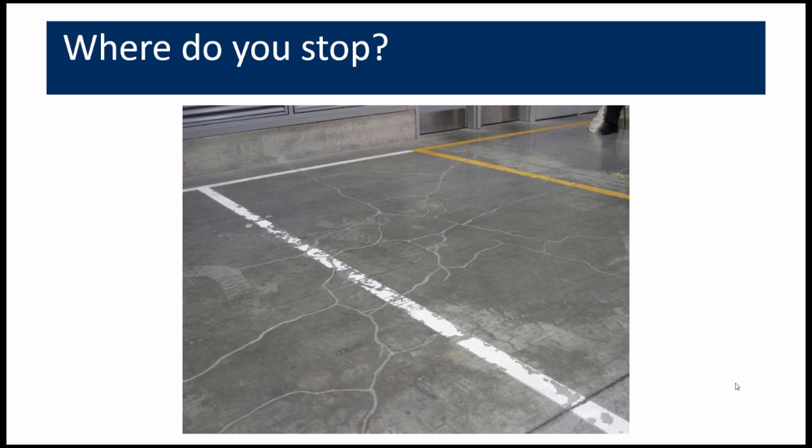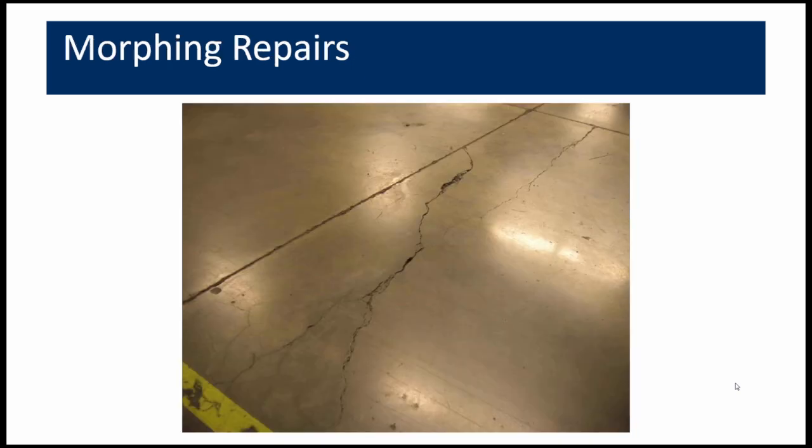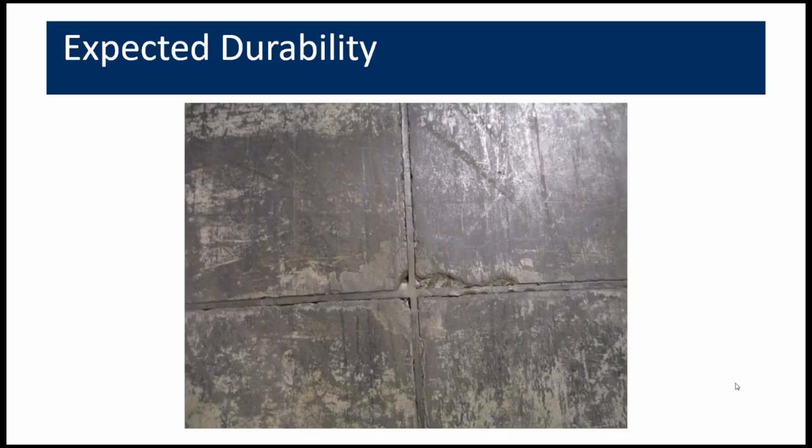As I mentioned earlier, the art part of this: where do you stop? Sometimes I might replace this area of slab, and sometimes I might fix all these cracks. It really depends on the context of the situation. Is it going to get a lot of high demand? Do we just simply not have an opportunity to wait? Those are decisions that need to be made on a case-by-case basis. And of course, as I mentioned earlier, morphing repairs: when is it a crack, when is it a spall, and how do we decide when to make those transitions?